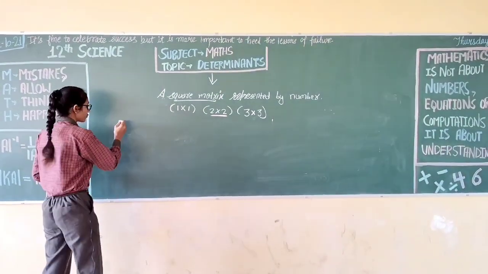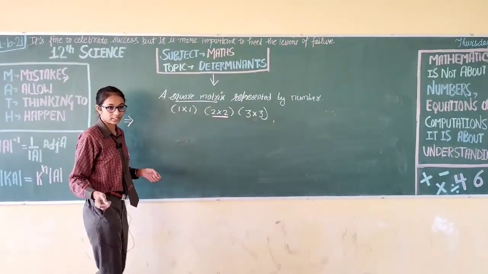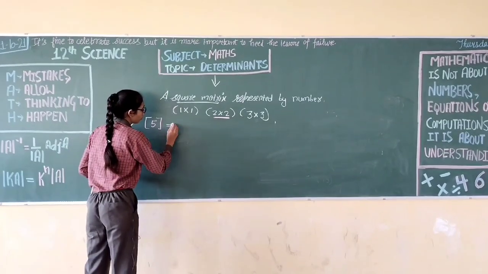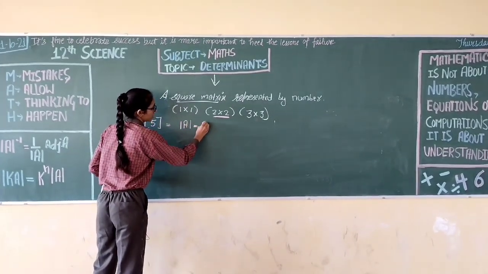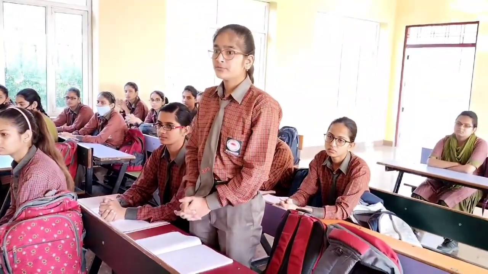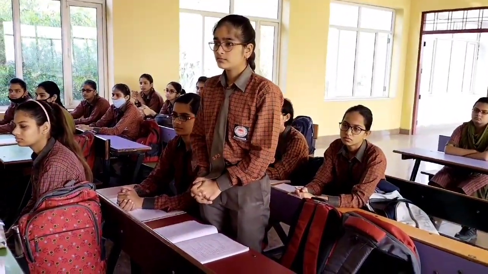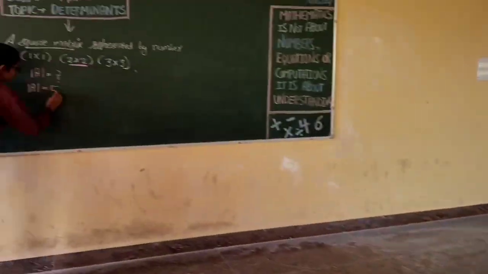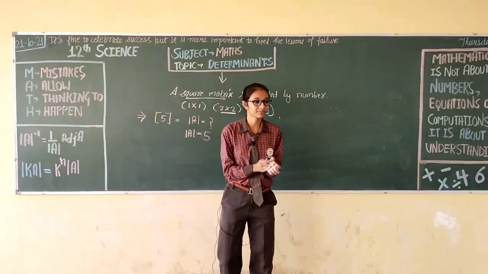My next question is from Swati. Swati, please tell me what will be the determinant value of this matrix? The determinant of the matrix is 5. Yes, right answer. The determinant value of this matrix will be 5. Please clap for Swati.